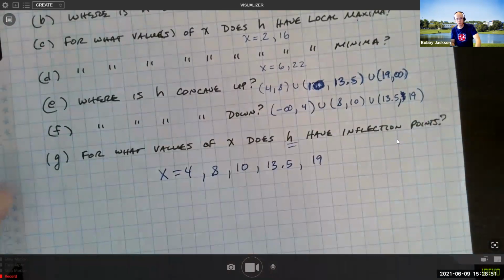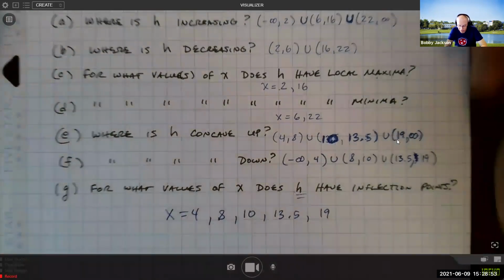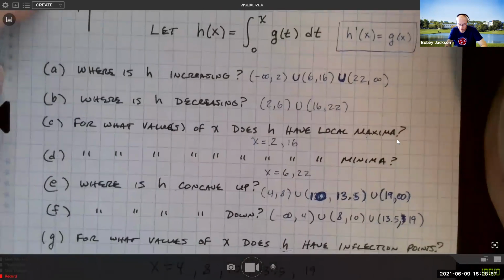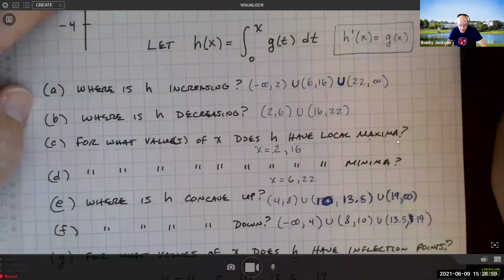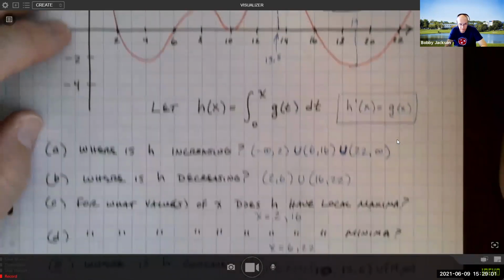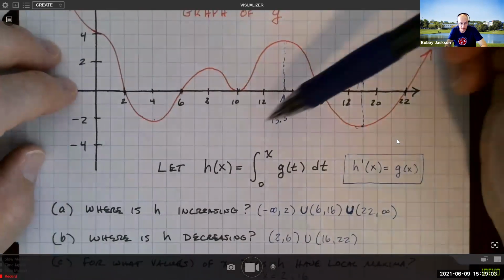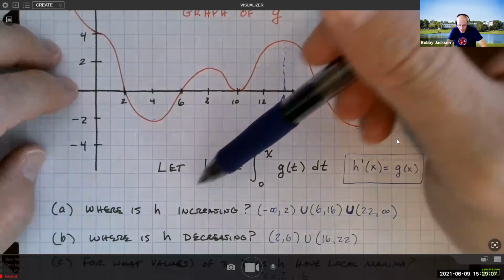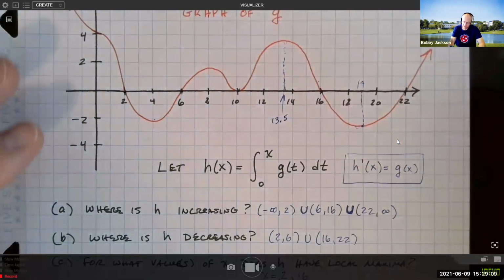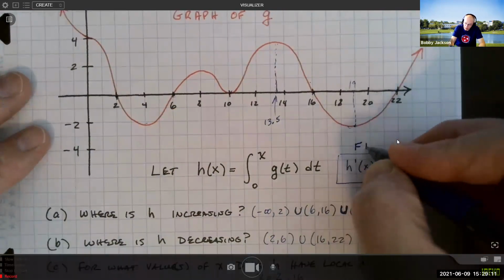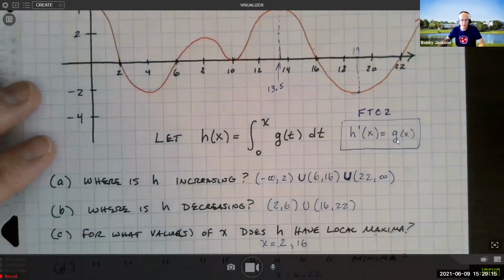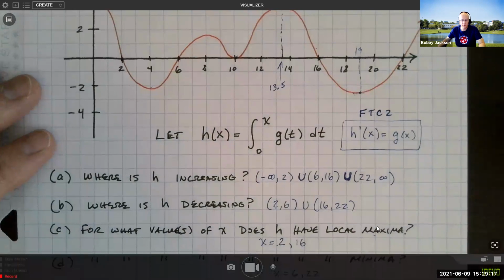So it's really important when you're reading these questions that you're very clear. If you're given a graph, are we looking for where this graph is increasing or decreasing, or are we looking for something else, which in this case we are, where this function h is increasing or decreasing. And we have to bring into play here the fundamental theorem of calculus part 2. Okay, hope this helps with working on problems of this type.